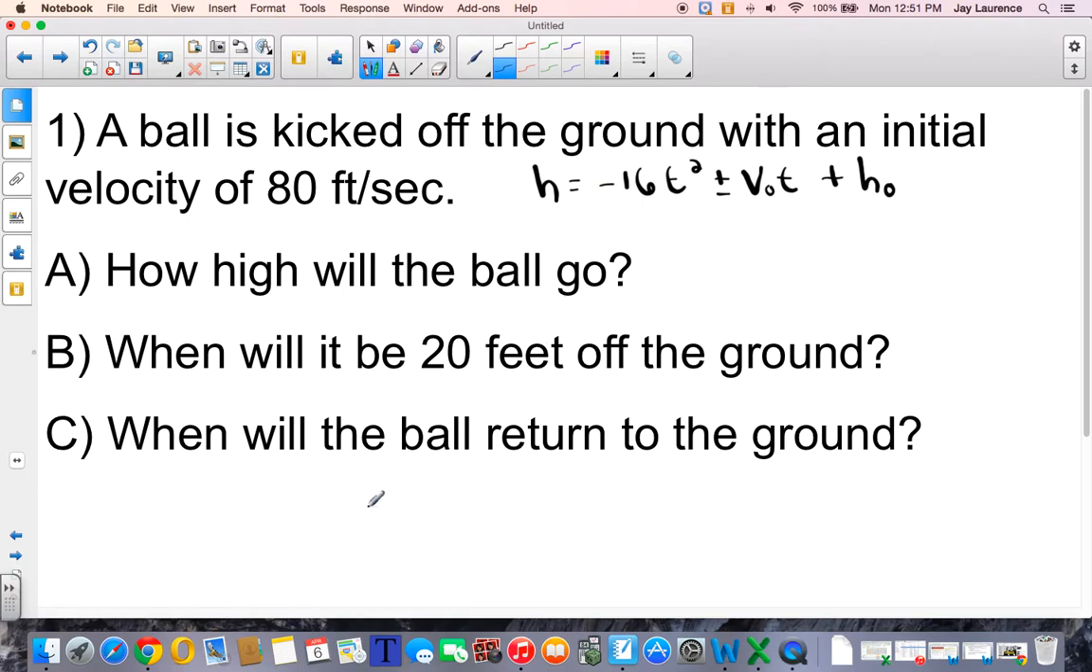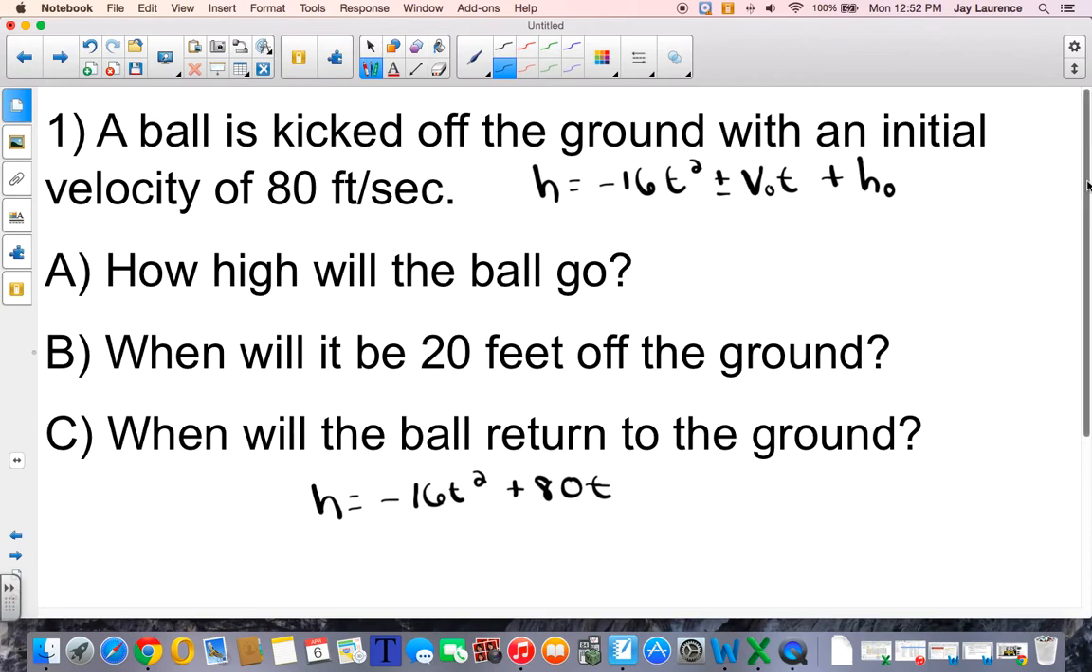All right, so it says a ball is kicked off the ground with an initial velocity of 80 feet per second. Well, let's write an equation to describe that. H is going to equal negative 16 t squared plus 80 t. The initial velocity is 80. It's positive because the ball's being kicked upward, and then it's off the ground, so the starting height is 0. All right, so there's my equation.